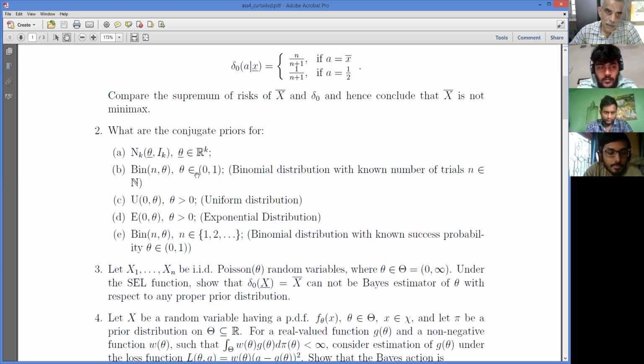Part A. Part B, binomial with theta as the parameter. Binomial, what is the distribution of f of x given theta? N choose x, theta to power x, 1 minus theta to power n minus x, multiplied by the prior distribution of theta, and that is nothing but the posterior, because the posterior distribution is proportional to the joint distribution of theta and x. Joint distribution of theta and x is how much? Distribution of x given theta, which is n choose x, theta to power x, 1 minus theta to power n minus x. Then what should be the prior so that I get the same family?